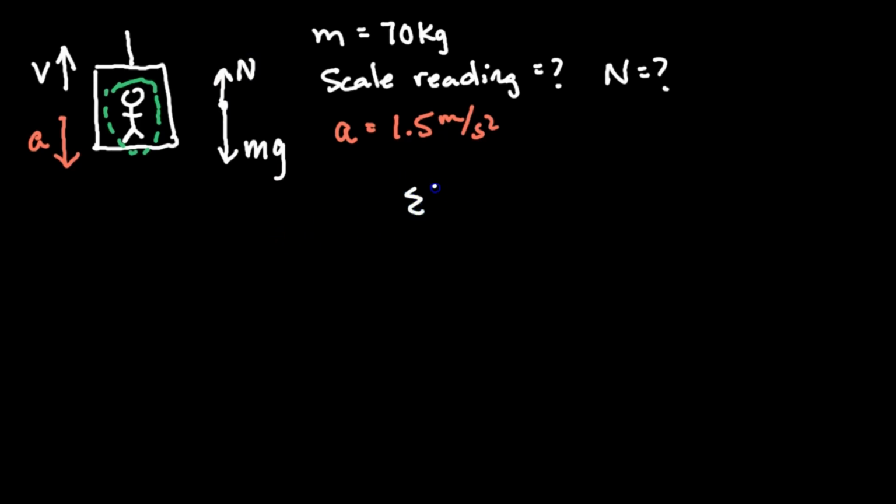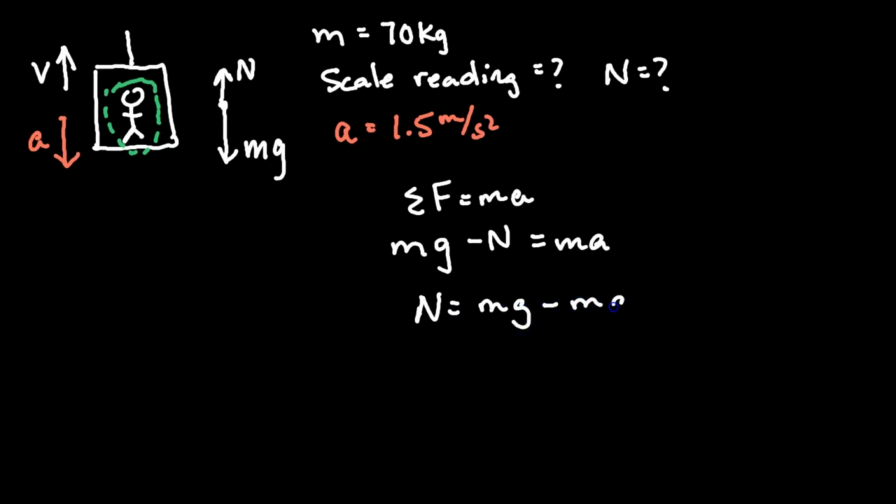Using Newton's second law, F equals ma, I'm going to write mg minus the normal force is equal to ma. So I'm defining down as positive. Once again, you can define up or down positive, but since acceleration is down, I'm going to define down positive. Next, I'm going to isolate the N. Since I'm looking for the scale reading, that's basically the normal force, I am going to add N on both sides, subtract ma on both sides, and we get that the normal force is equal to mg minus ma.